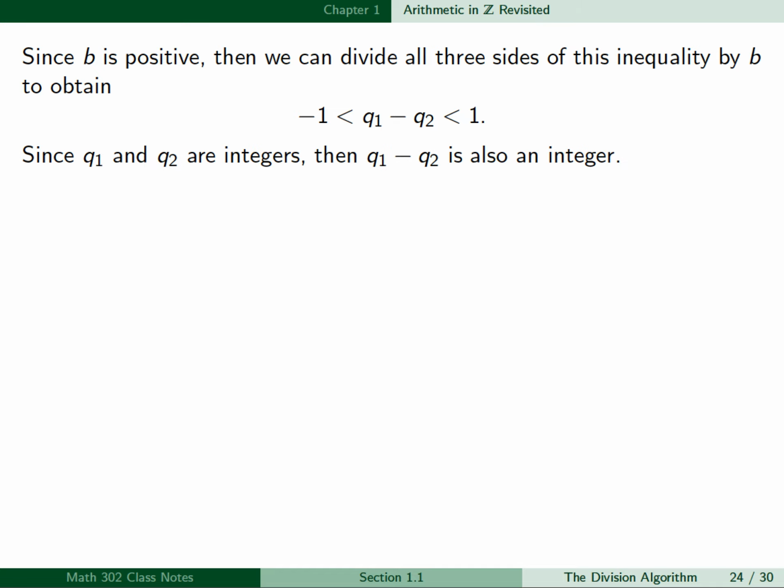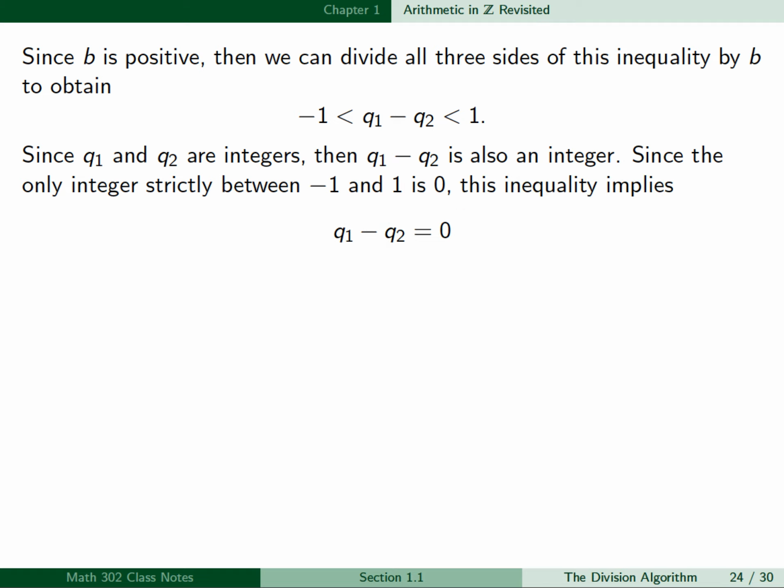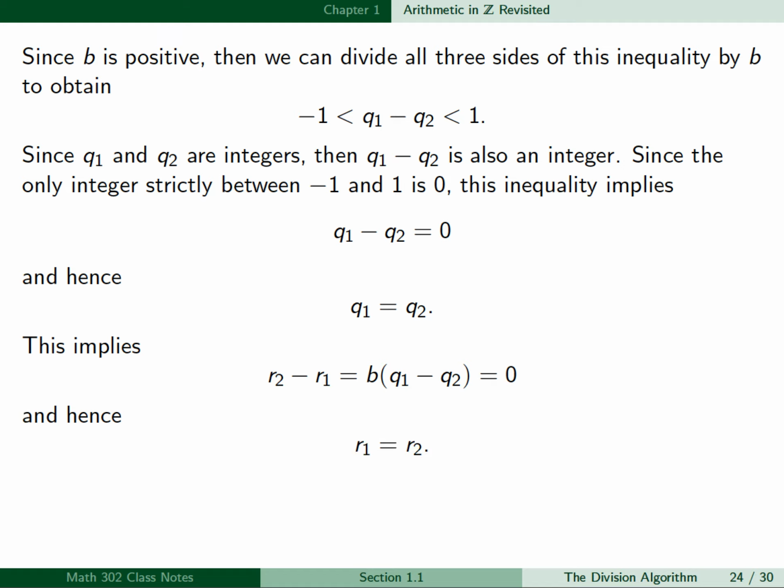Now, since q1 and q2 are integers, then q1 minus q2 is also an integer. Since the only integer strictly between negative 1 and 1 is 0, this inequality implies that q1 minus q2 is equal to 0, and hence q1 is equal to q2. And this implies r2 minus r1, which we said earlier was b times q1 minus q2, will be 0. And hence r1 is equal to r2.